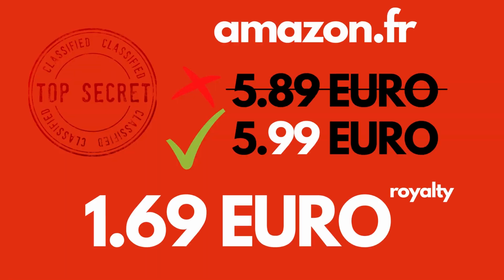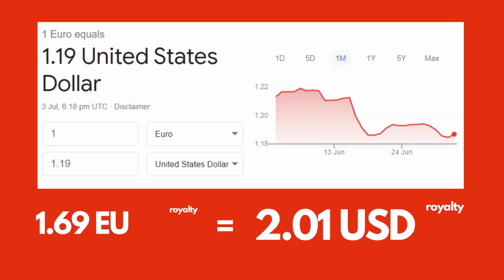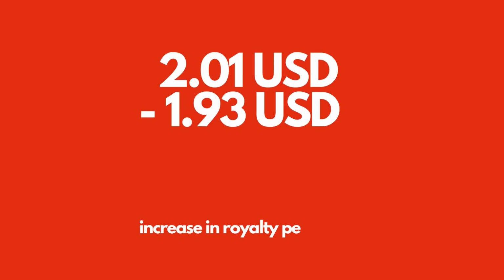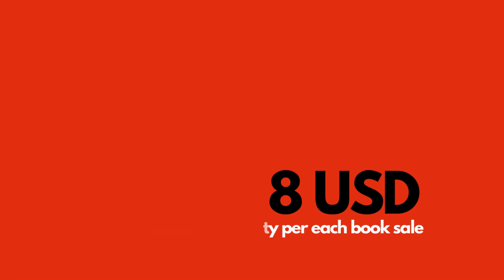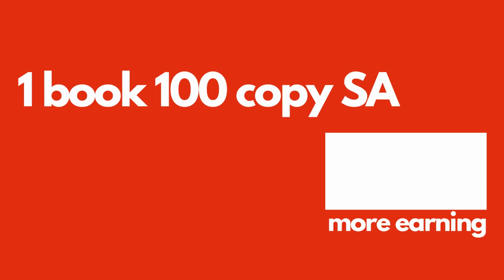Now here is the secret trick. For Amazon.fr, instead of using the auto-populated €5.89 price, what you have to do is keep the price at €5.99, so the royalty would come to €1.69. Now again with the euro to USD converter, €1 equals 1.19 USD. So that means with €1.69, you'll be earning a royalty of 2.01 USD. Now here's a simple calculation: 2.01 USD minus 1.93 USD equals 0.08 USD. That is the increase in your royalty for each book sale once you update the price to 5.99.